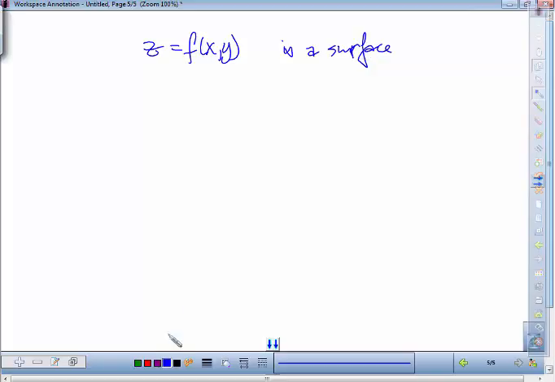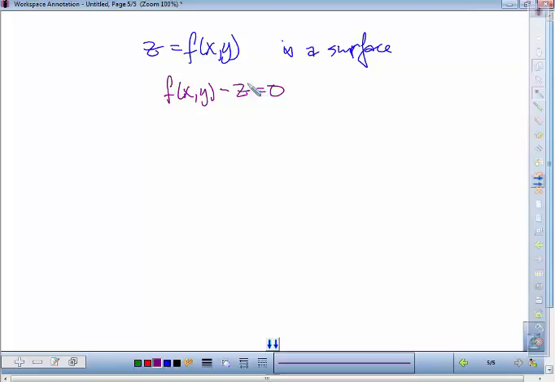So let's take a look at this little magic trick. f of x, y minus z is equal to 0. That makes sense, right? That wasn't a trick, silly rabbit.